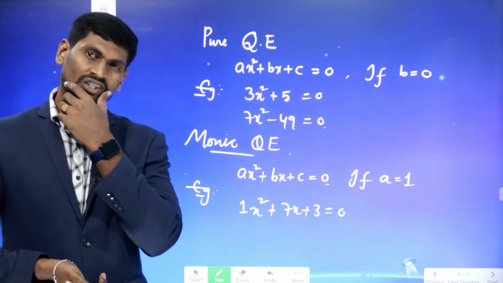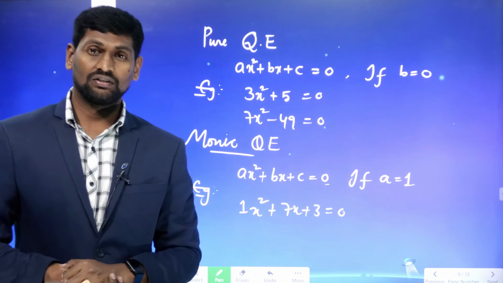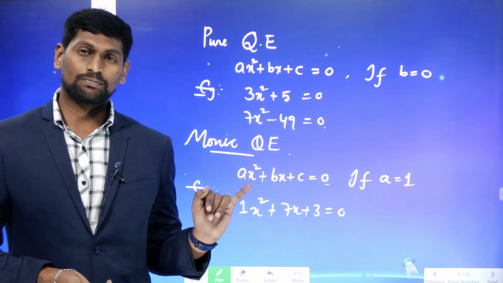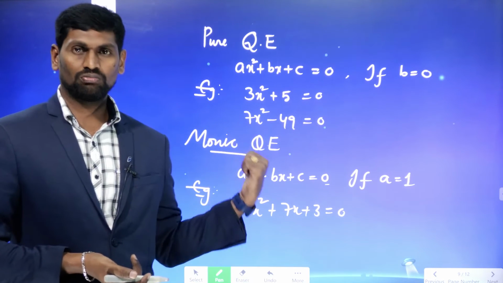Constant and variable you already learned in the previous class, that's why I am not going deeply into that topic. So quadratic expression, quadratic equation, and these concepts, types of quadratic.